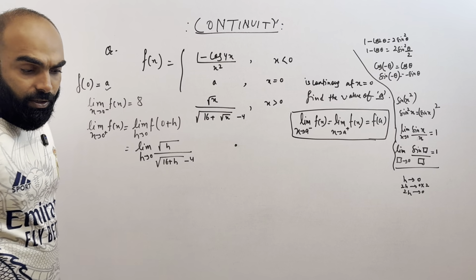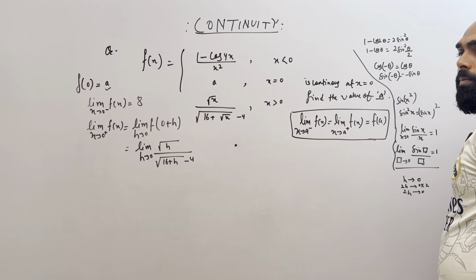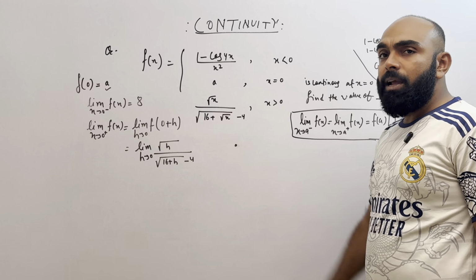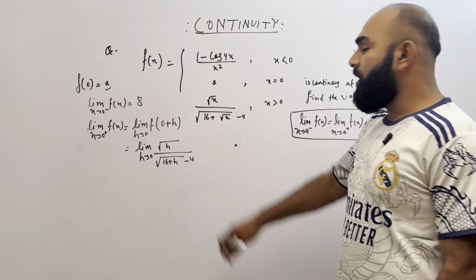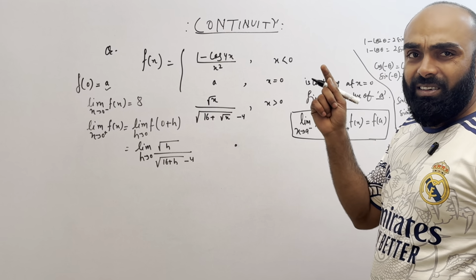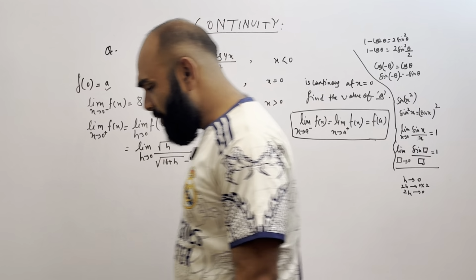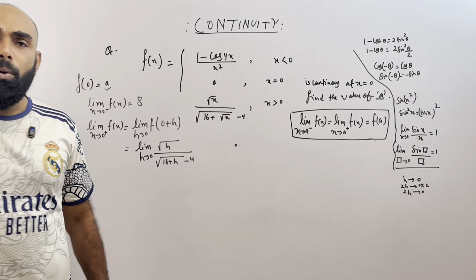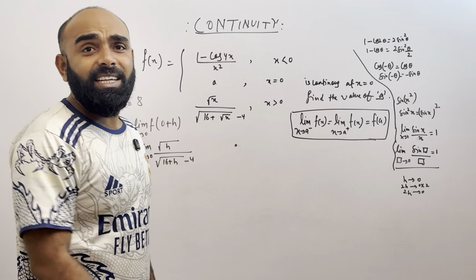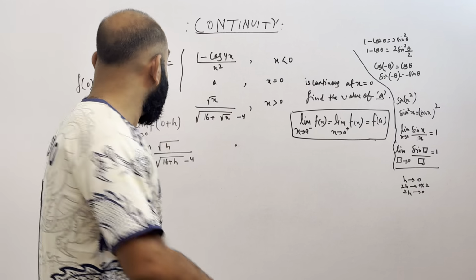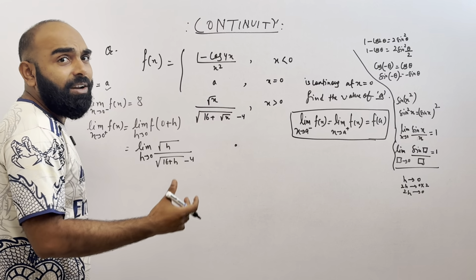Okay, very good. Now sir, how will I solve this type of limit? Keep one mantra: whenever a root is there, rationalize it. Whenever root is there, rationalize, whether it is in the numerator or the denominator.